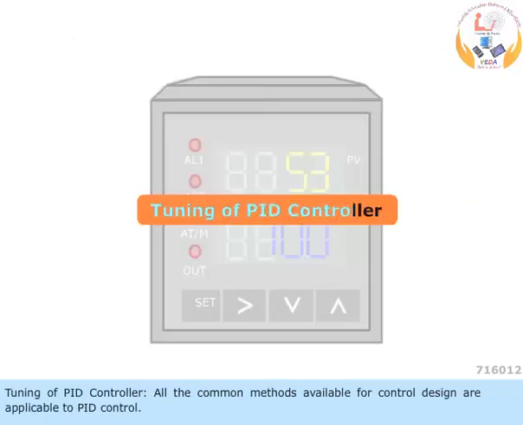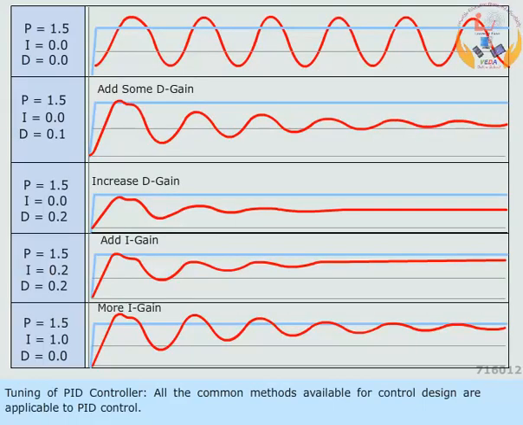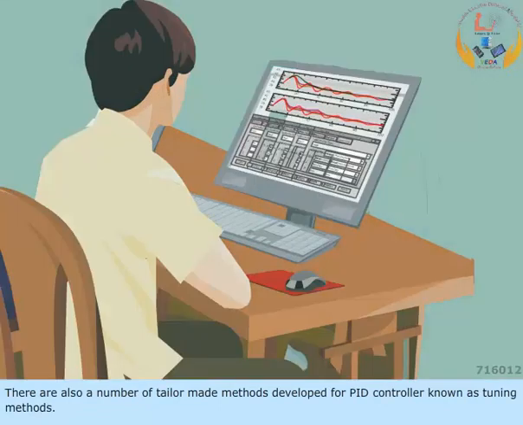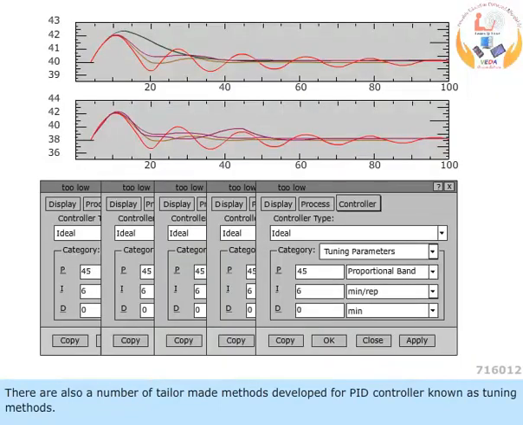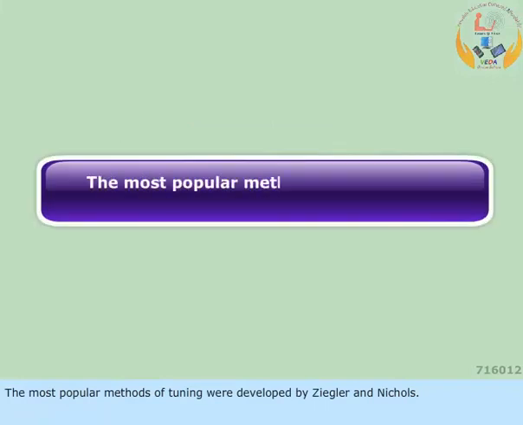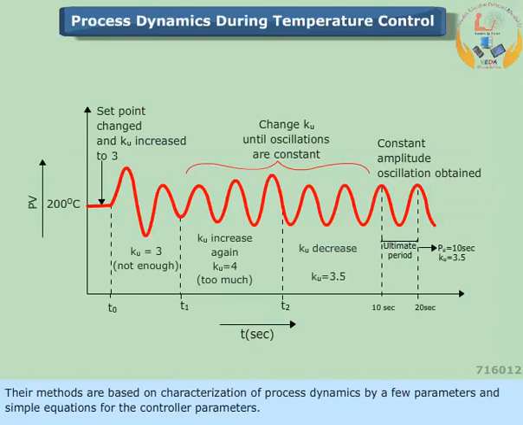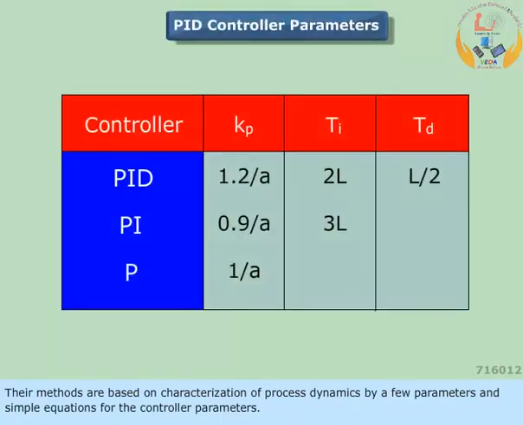Tuning of PID controller. All the common methods available for control design are applicable to PID control. There are also a number of tailor-made methods developed for PID controller known as tuning methods. The most popular methods of tuning were developed by Ziegler and Nichols. Their methods are based on characterization of process dynamics by a few parameters and simple equations for the controller parameters.